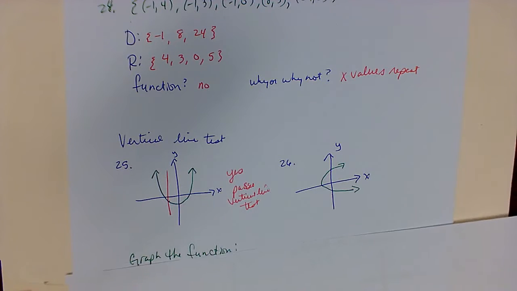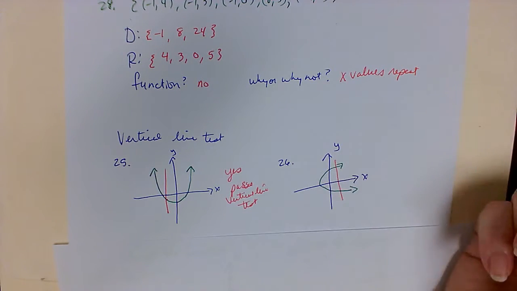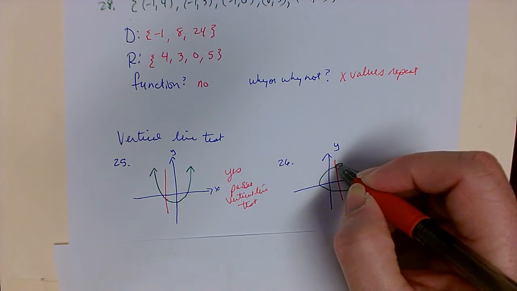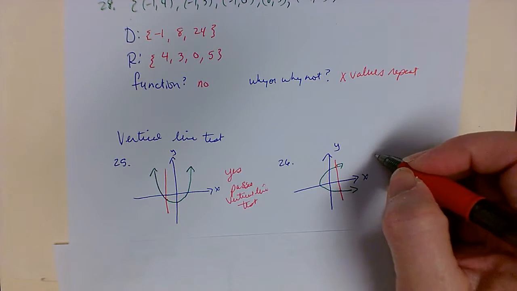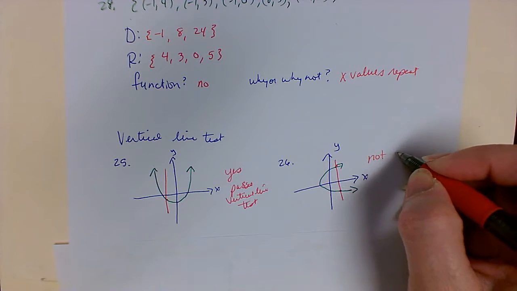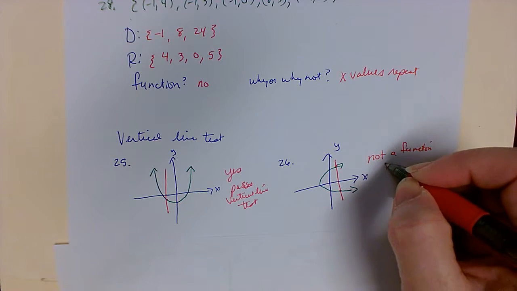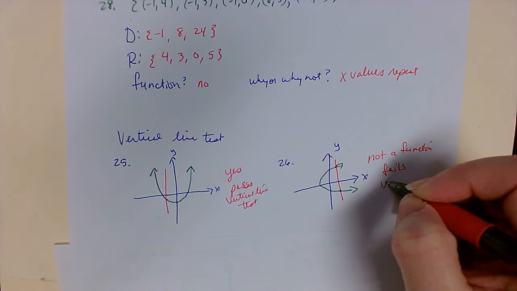Now, if we look at this graph over here, again, we only need to draw one line, and I hit once and I hit twice in my graph. So this is, no, it's not a function. And this is because it fails the vertical line test.